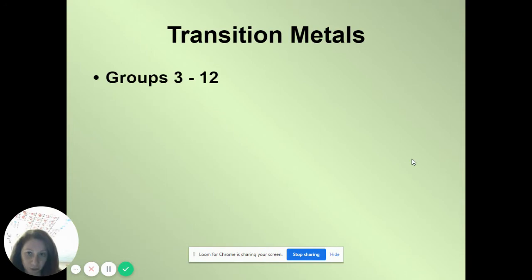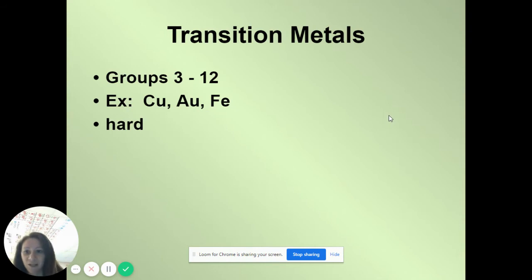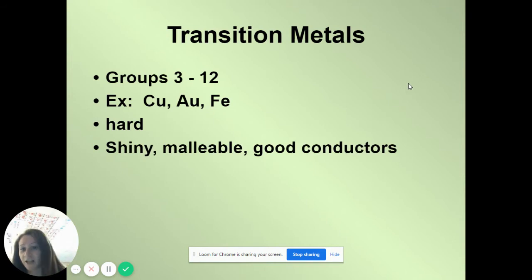Next are transition metals. Those are group 3 through 12. There are 10 groups of the transition metals. These are the metals that you think of when you hear the word metal. So copper, gold, iron, cobalt, nickel, platinum. These are hard, just like what we think of as metals. They are shiny and malleable and good conductors.